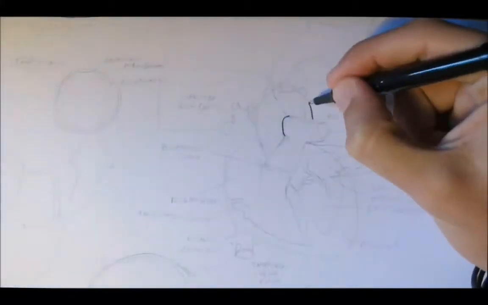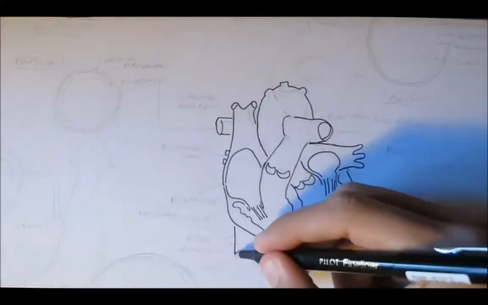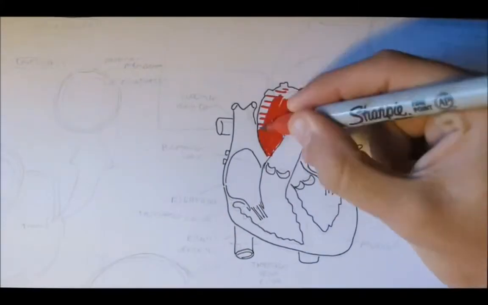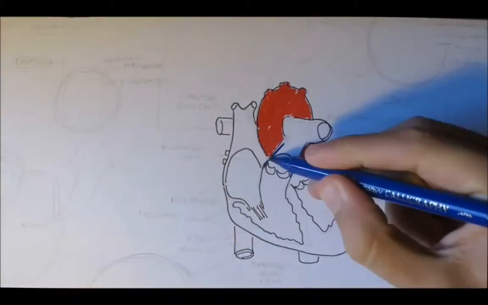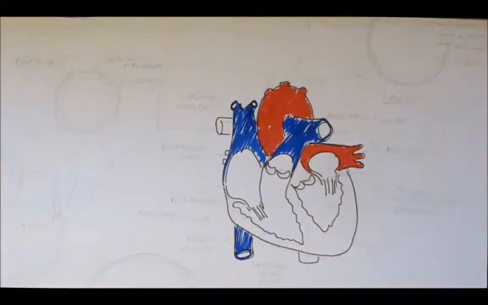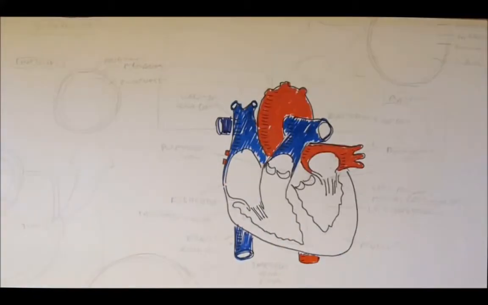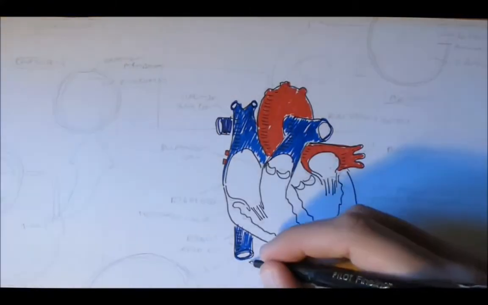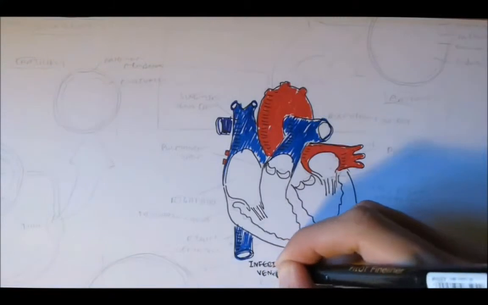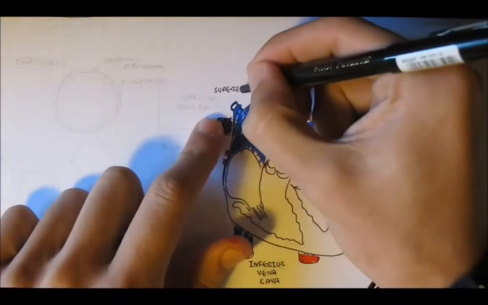Let's look at more about the anatomy now. Remember that red means oxygenated blood, and the blue means deoxygenated blood. So arteries go away from the heart, and the veins go towards the heart. So let's go over the names of the major arteries and veins first. The deoxygenated blood will come to the heart from the inferior vena cava and the superior vena cava. Inferior means below and superior means above.